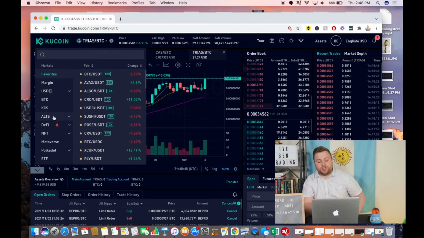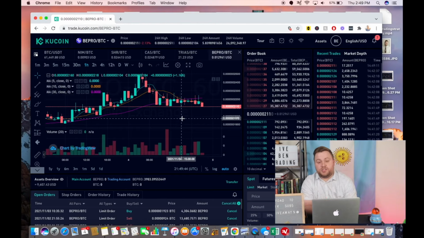Next we have alts, which is going to be all the coins that are paired against ETH. And then the rest of them are coins that trade on these networks or under these categories. So we have DeFi, NFT, Metaverse, Polkadot, and ETF. So you don't really need to worry about that. Just focus on filling up your favorites tab and just use that. This is just to help you know what categories these are.